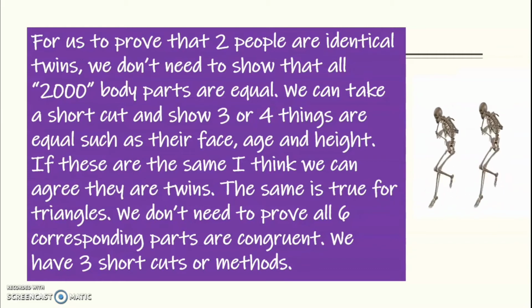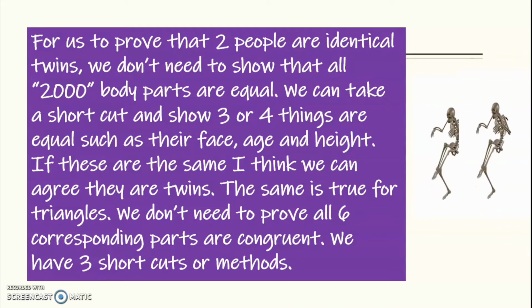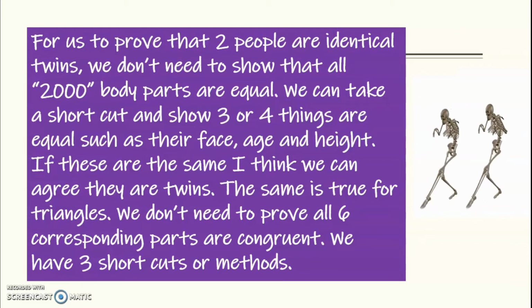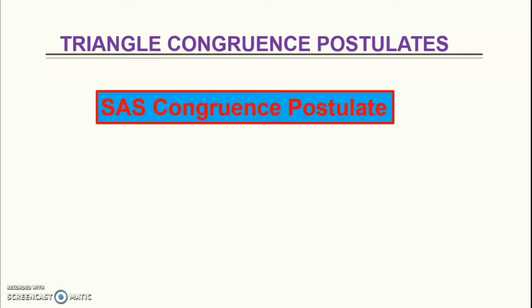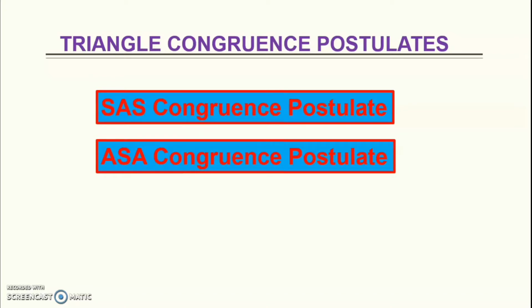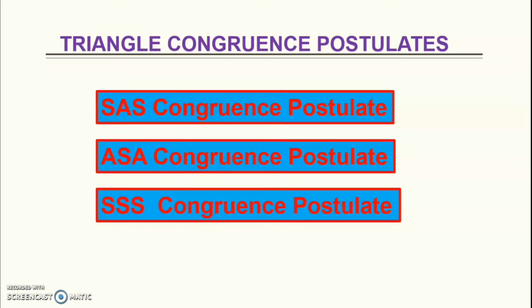Sa identical twins, hindi natin kailangang lahat ng body parts sila ay equal para masasabi nating kambal yung dalawa. Katulad din yun sa triangles. Sa triangles natin, meron tayong shortcut, hindi kailangan yung 6 corresponding parts are congruent. Meron tayong 3 shortcut, and these are the triangle congruence postulate. Meron tayong SAS congruence postulate, ASA congruence postulate, and the SSS congruence postulate.